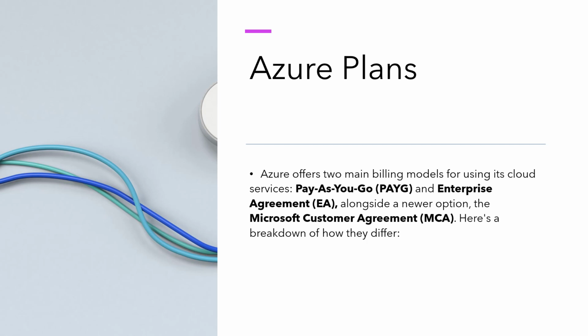Okay, now the next topic is Azure plans. Okay, Azure offers two main billing models for using its cloud services. Although a third model has also been introduced. That is pay as you go, enterprise agreements, and Microsoft Customer Agreement, that is MCA. Okay, now let us discuss it one by one.